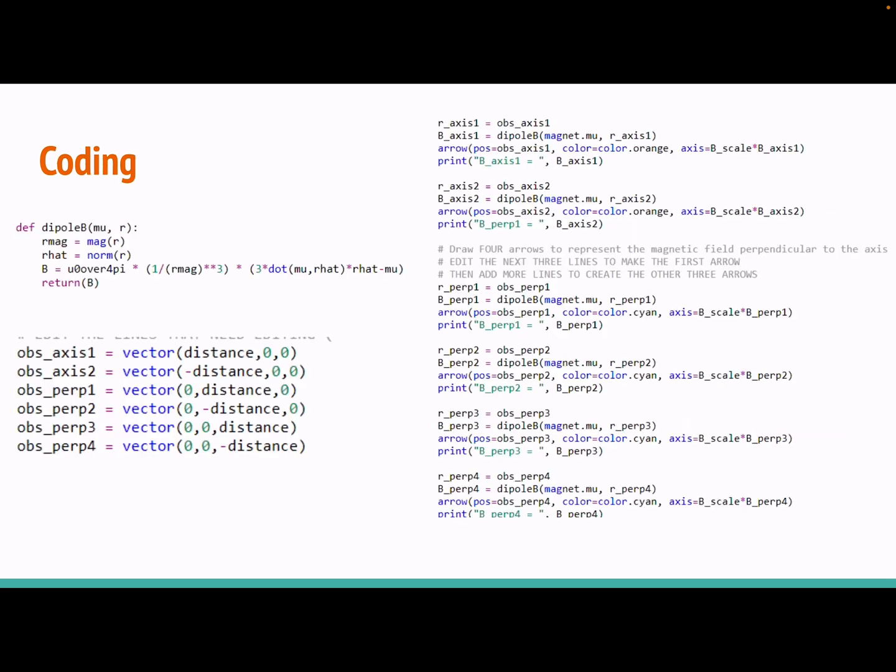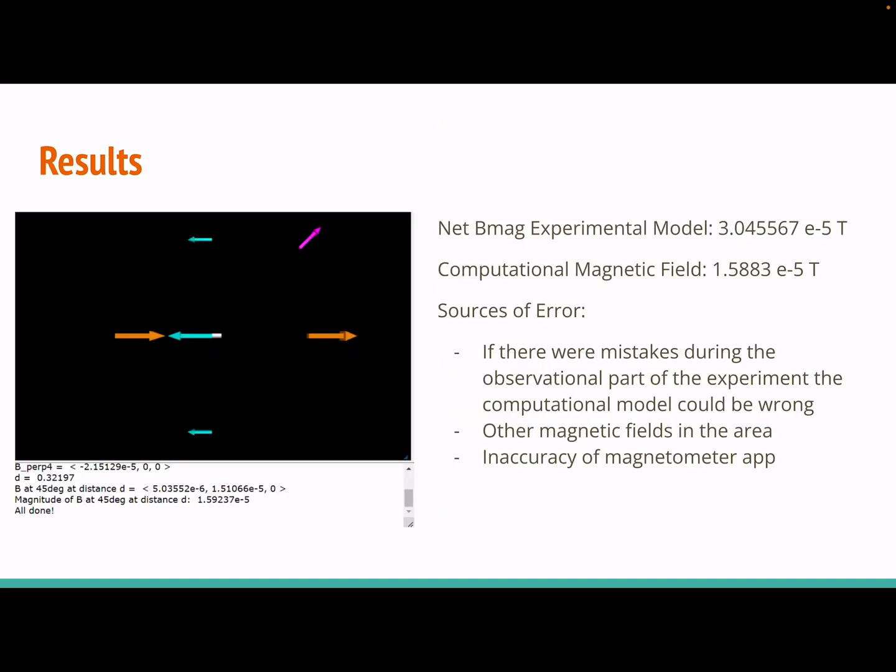So for coding, this is what my code looked like for the computational model, and these were the results. My net magnetic field in the experiment was 3.045567 e to the negative 5, but for the computational model, it was 1.5883 e to the negative 5.